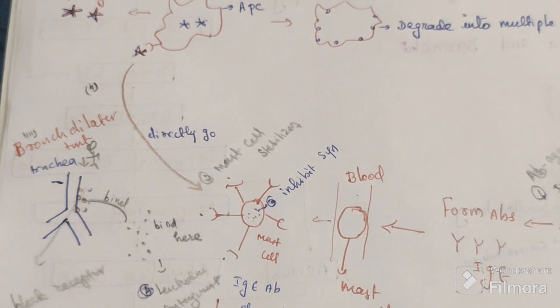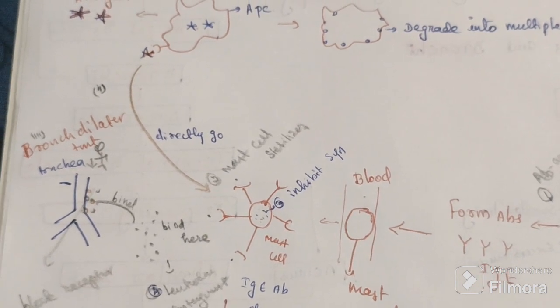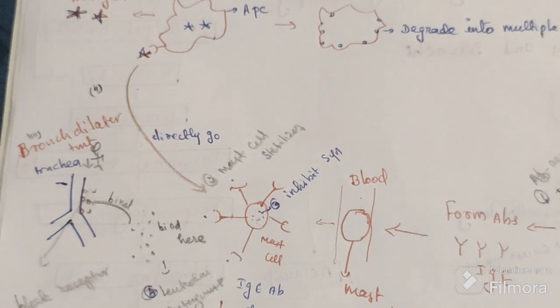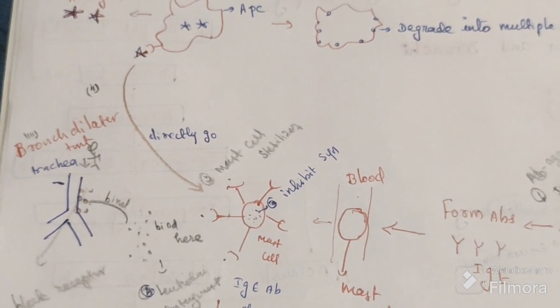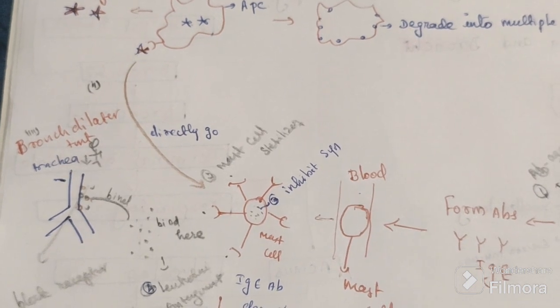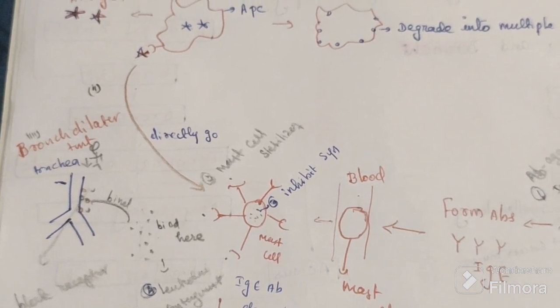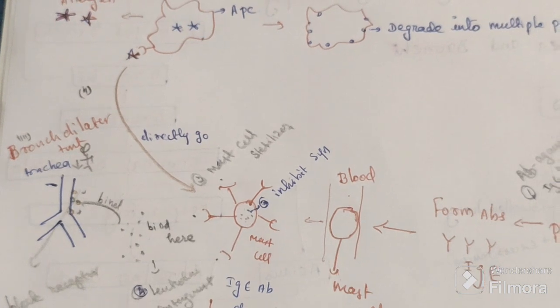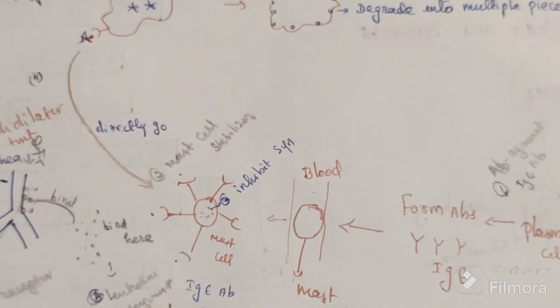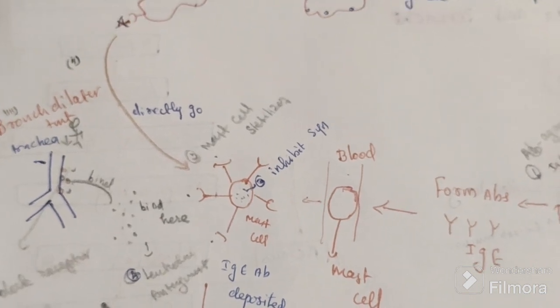So give ketotifen, that is the mast cell stabilizer. If you are not stabilizing it, okay, let it rupture. The granules will come out, the granules containing leukotriene. So give a leukotriene antagonist, that is montelukast. If we are giving a leukotriene antagonist, it's okay.